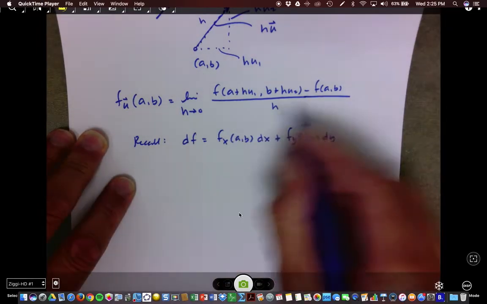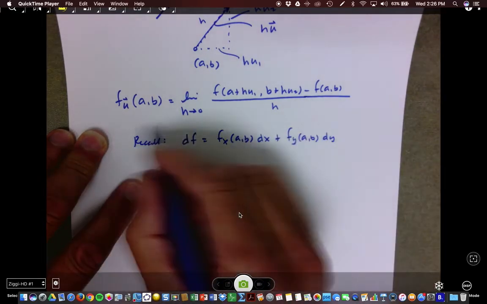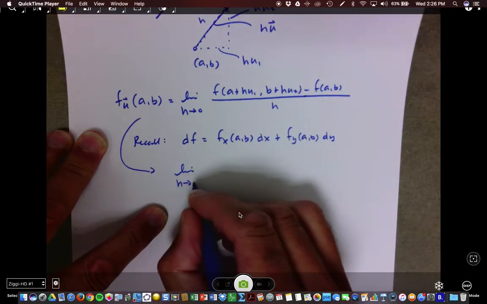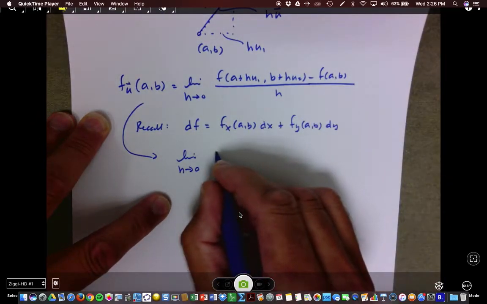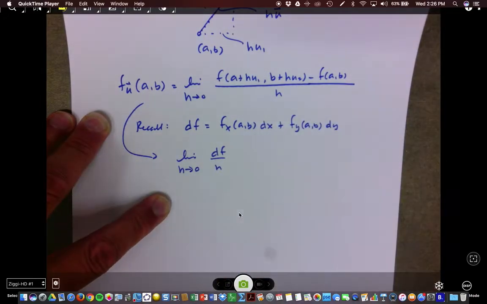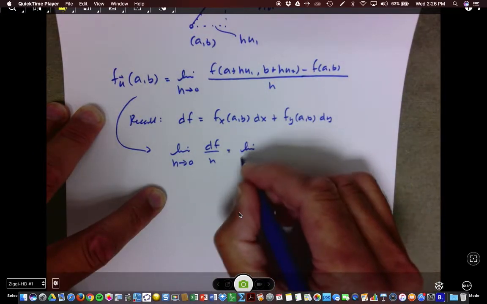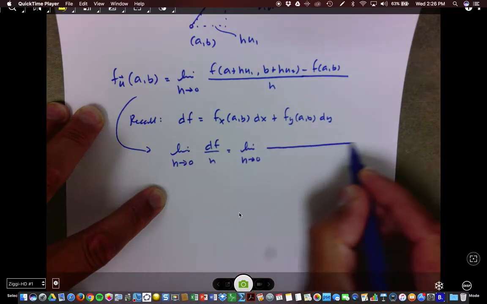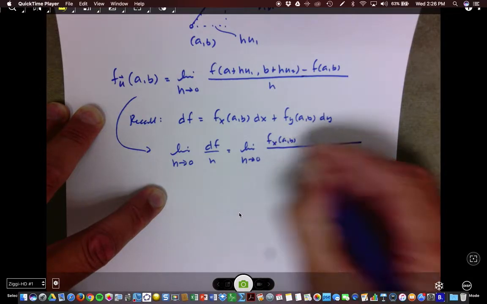Okay, so if you look at the numerator of this, this is the difference in the function from one point to another. So let's jump down here and say, well, this is the limit then as h goes to 0. And I'm going to replace the numerator with df. Okay, that's the change in the function due to a small change in x and y. Right, and this is then the limit as h goes to 0, and I'm going to substitute this expression into the numerator. Right, so it is fx at (a, b).